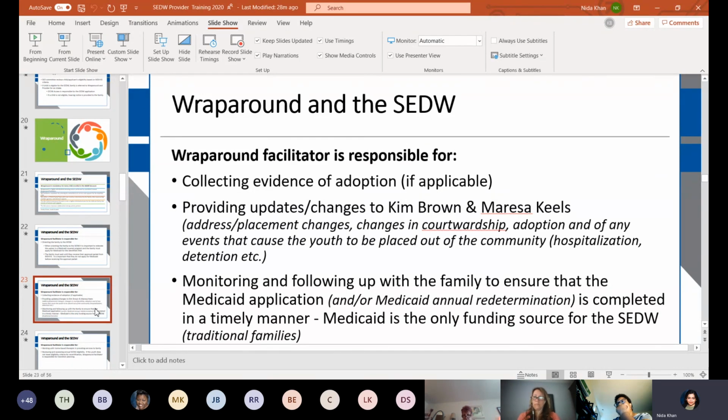So it's very important that the wraparound facilitators are monitoring their progress and letting our team, the SED waiver committee, know when it's time for recertification of how the family and the individual is doing. Every year, if they do end up getting recertified, they will again have to fill out a Medicaid application. So this is a yearly process for the family.